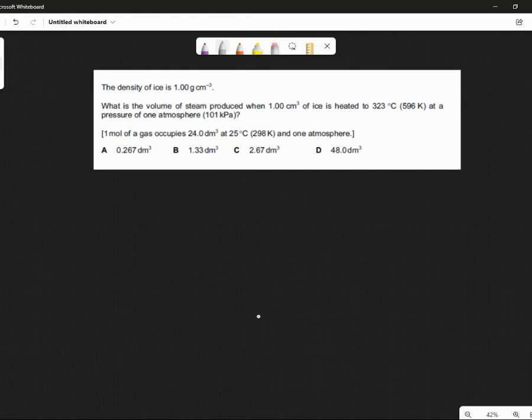Okay, now let's have a look at this. I'm going to use obviously gas laws here. So P1 V1 over T1 equals P2 V2 over T2. Okay, so the density of ice. So at RTP, yes, at RTP, the pressure is 101. The volume is of steam produced when 1 centimeter cubed of ice is heated.